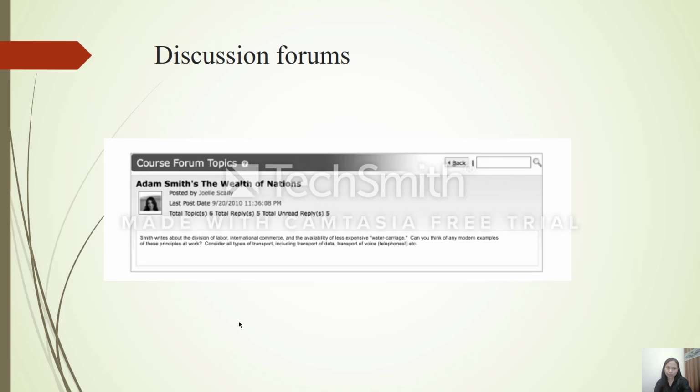And then the next feature is discussion forums. A discussion forum is an asynchronous communication tool that allows for the exchange of ideas through the use of a message board format. So actually in these pictures, the teacher and the students can discuss together by using this forum.